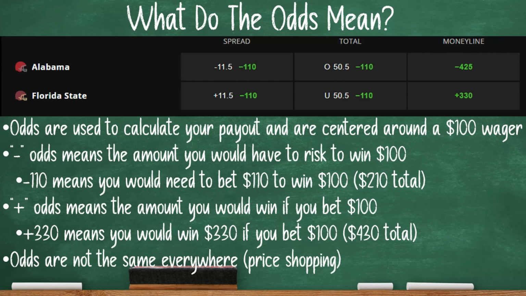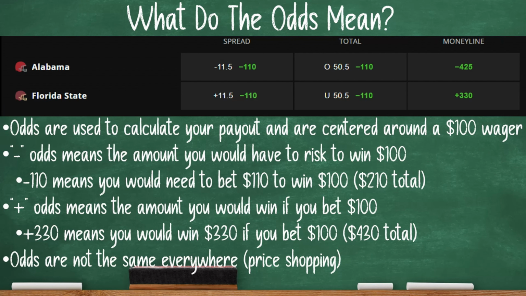And the most important part, if you remember nothing else from this lecture, is that odds are not the same everywhere. So if you live in a state where you have multiple sportsbooks, do yourself a favor and price shop. What price shop means is simply going through the different apps and seeing what their odds and numbers are for these games. And I'll give you an example. Again, we're looking at Alabama, Florida State.